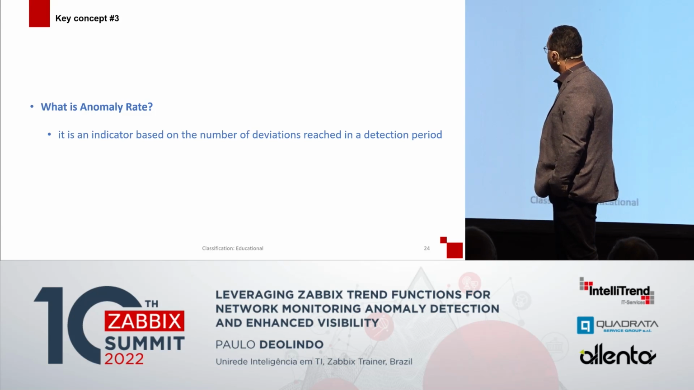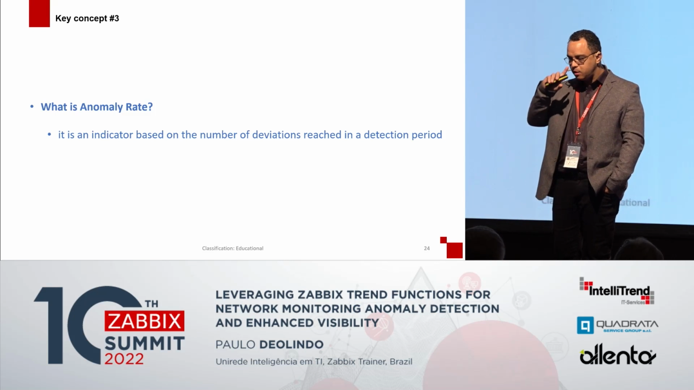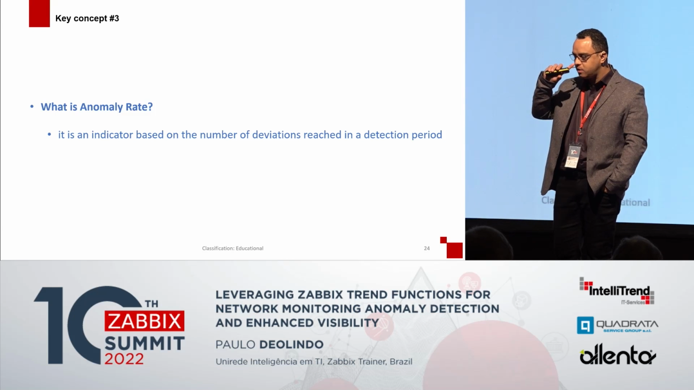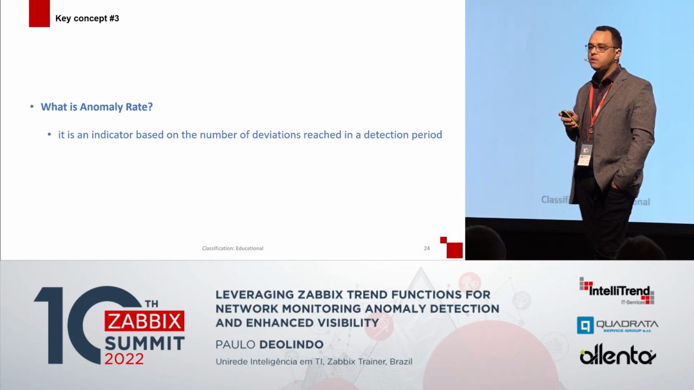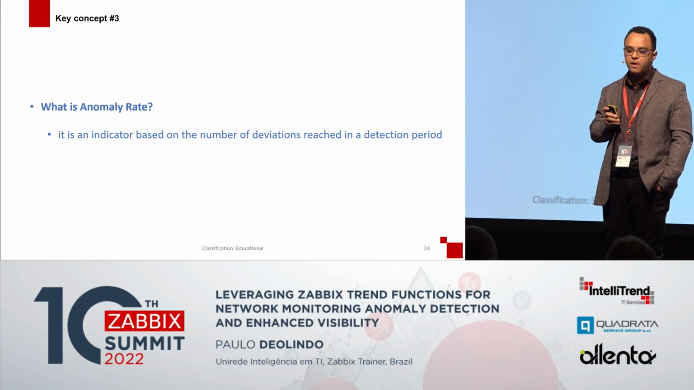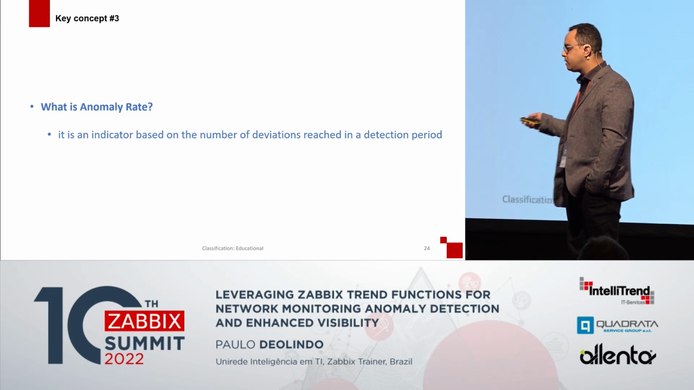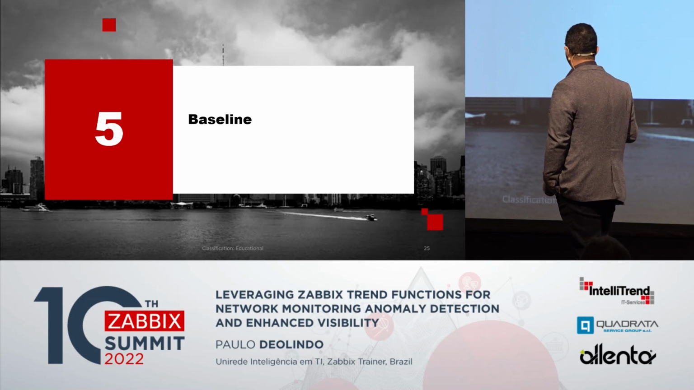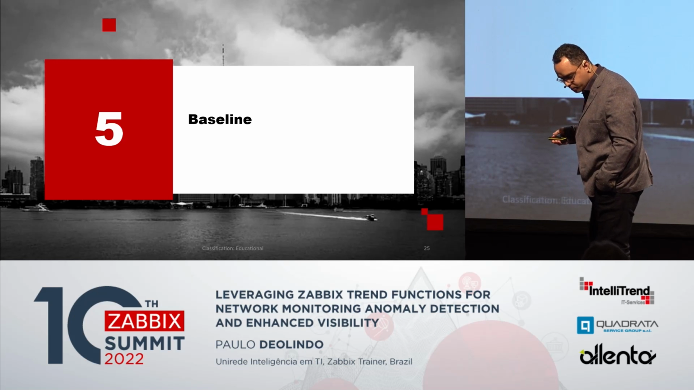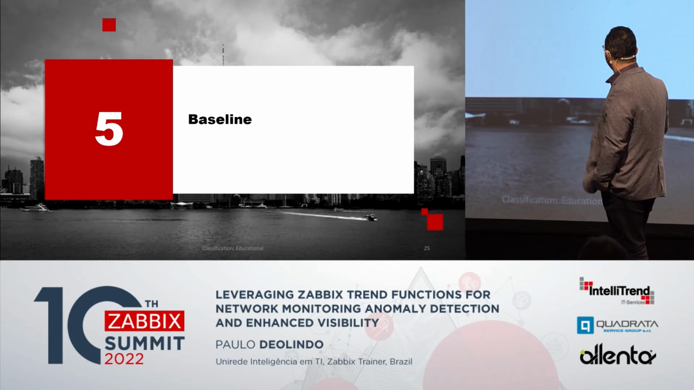Okay? And finally, anomaly rate. What's anomaly rate? A simple way to understand anomaly rate is a way to detect anomalies on the network based on the number of deviations found in a detection period. Just a briefing, I will explain details in the next slides. So, let's talk about baseline. Next, baseline monitoring now.